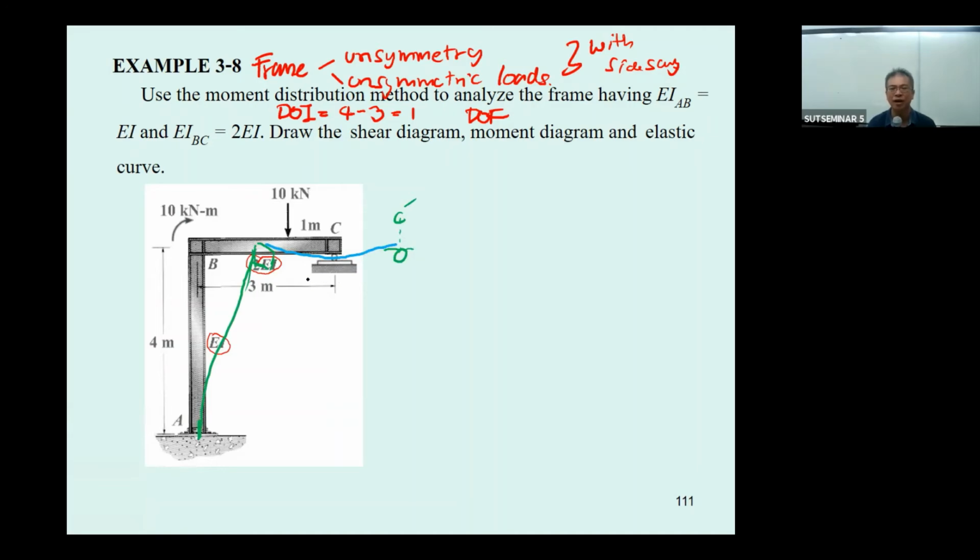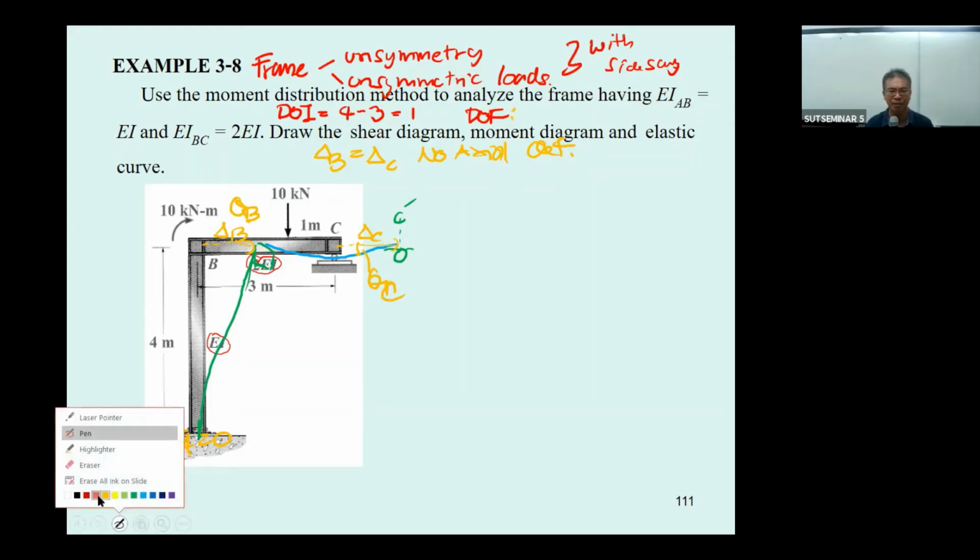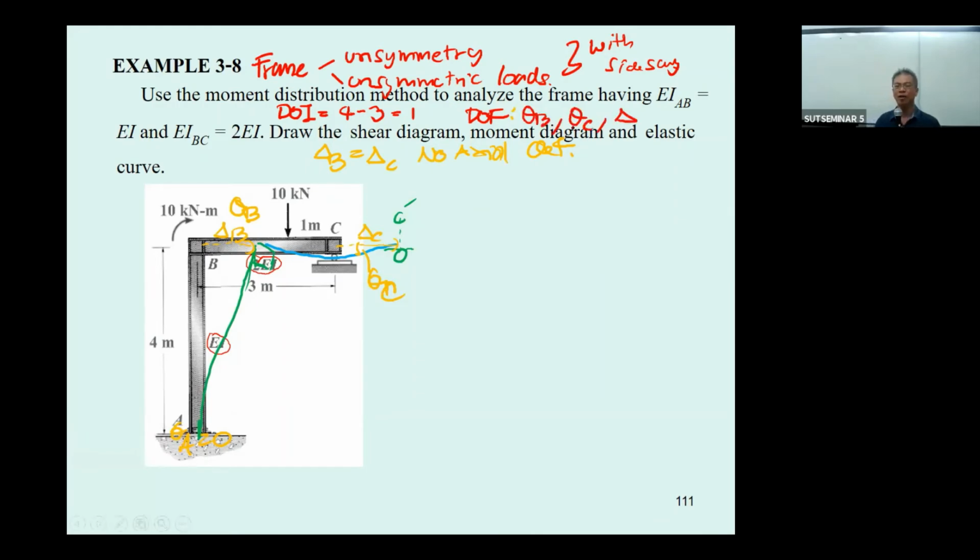Okay, and then the degrees of freedom that we have: theta sub A is 0, nothing. We will have theta sub B, and also we have delta B, and delta B is equal to delta C, since there is no axial deformation of the beam and the column. And then we have another one, theta sub C. So we have theta sub B, theta sub C, and also delta for this problem.